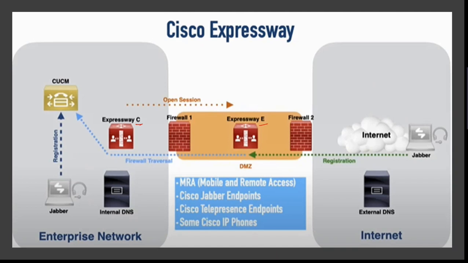For authentication and making an open session with the remote users, it can be done via Expressway C and Expressway E. There is a lot more that these Expressway devices can do, but that is a high level discussion and not part of this training. Just as an overview, Expressway E is used for mobile and remote access. The supported devices are Cisco Jabber endpoints, Cisco Telepresence endpoints, and some Cisco IP phones.